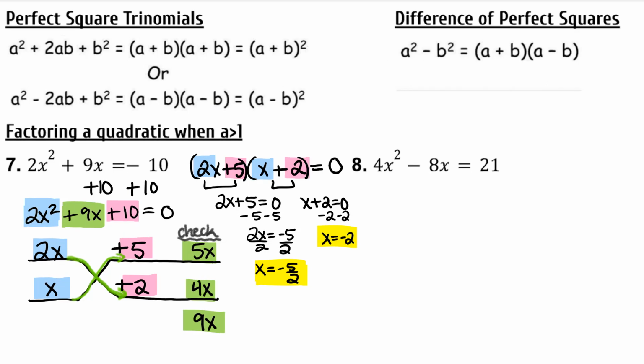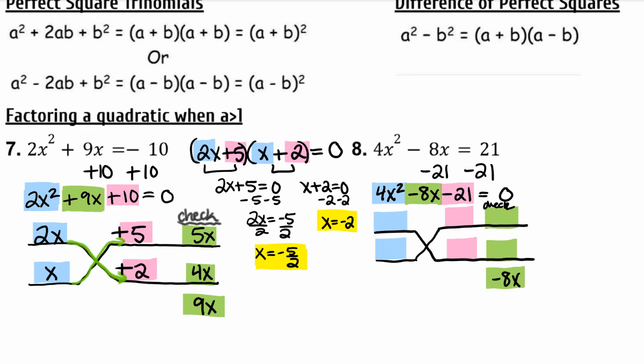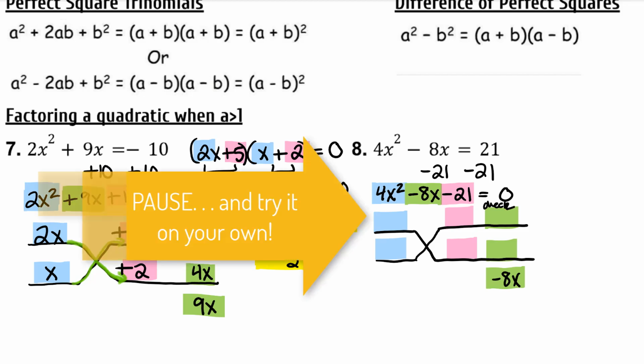For number 8, let's first put it in standard form. We always want to check for a common factor. No, there's not a number that goes into 4, 8, and 21. So now let's use this method that we just learned. Most of the algebra teachers at my school call it double cross. Two factors of 4x squared, well, that could be 4x and 1x, or 2x and 2x. So you might have to try multiple options before you get the correct combination.